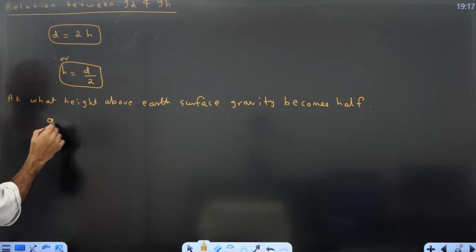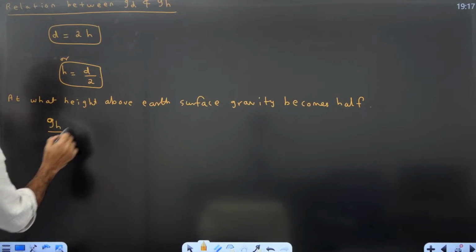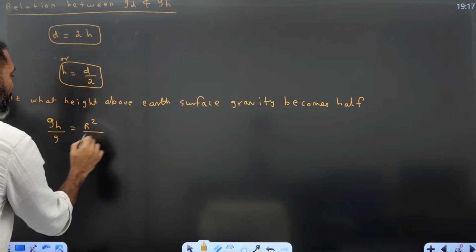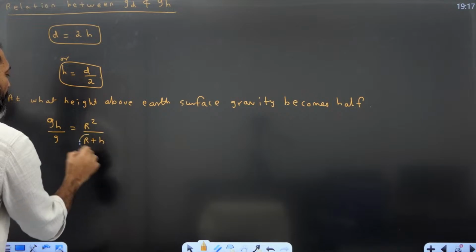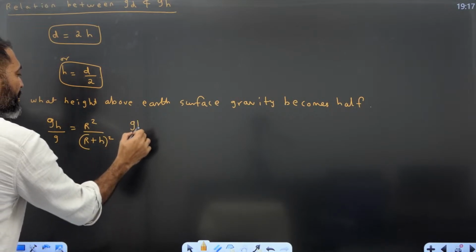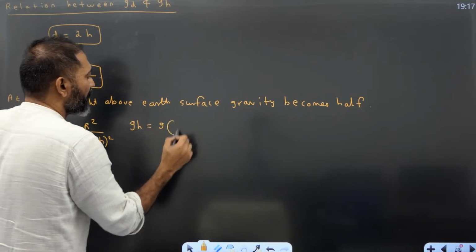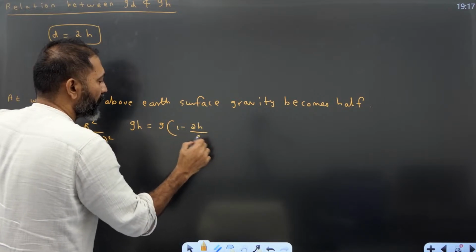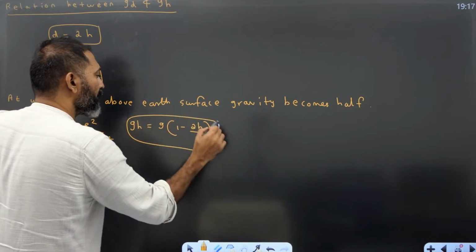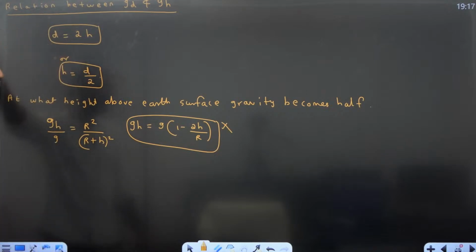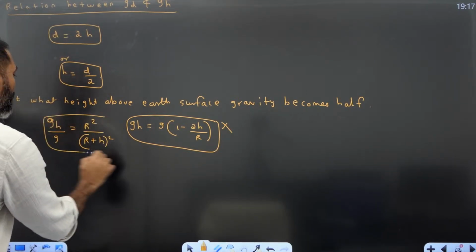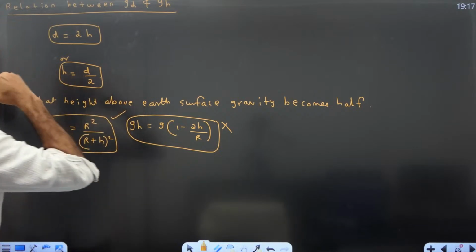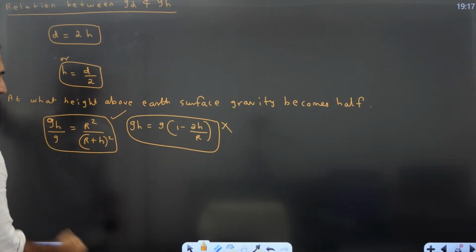I have two equations for gravity. gh by g is equal to R square by R plus h the whole square. And the second equation is gh equal to g into 1 minus 2h by R. But this equation I should not be using, because this equation should be used when height is less than 100 kilometer. So I should go for this equation. Why? Because when height is unknown, I should use this equation.